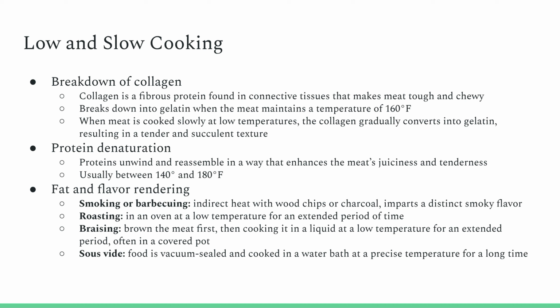As for protein denaturation, we talked about this earlier. Proteins unwind and reassemble in a way that enhances the meat's juiciness and tenderness. And this usually happens between 140 and 180 degrees. And then for fat and flavor rendering, this is when slow cooking kind of develops into its niche areas.